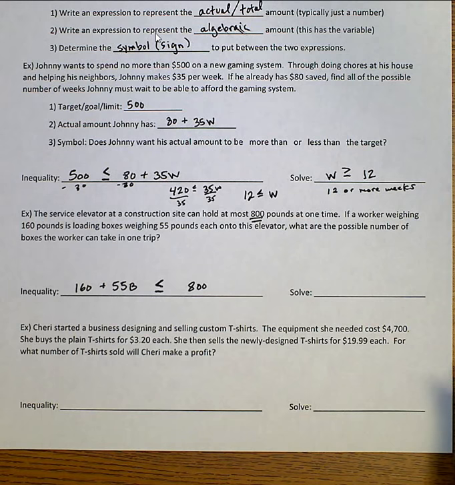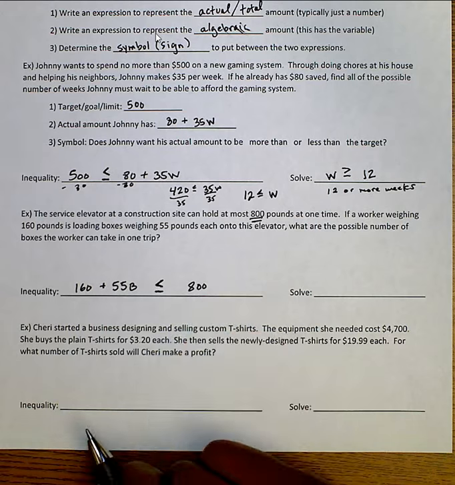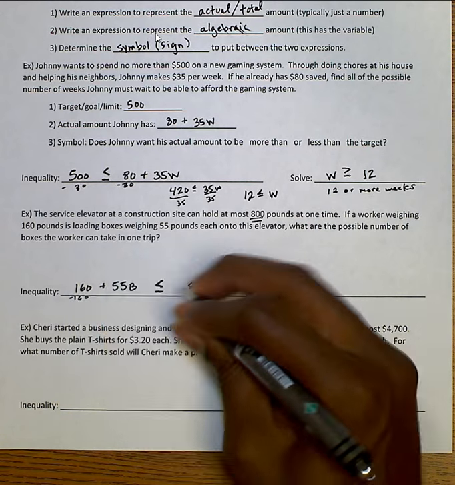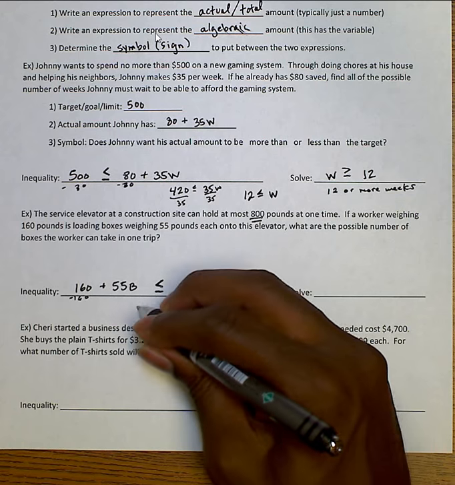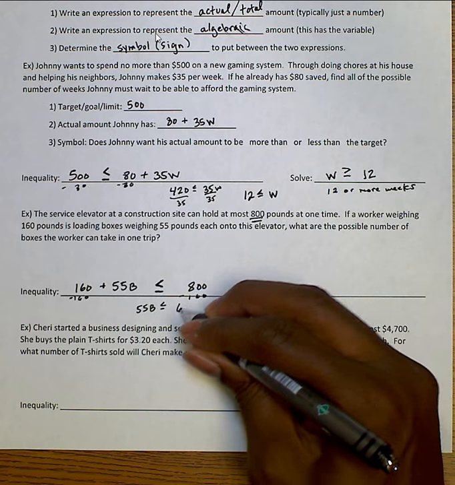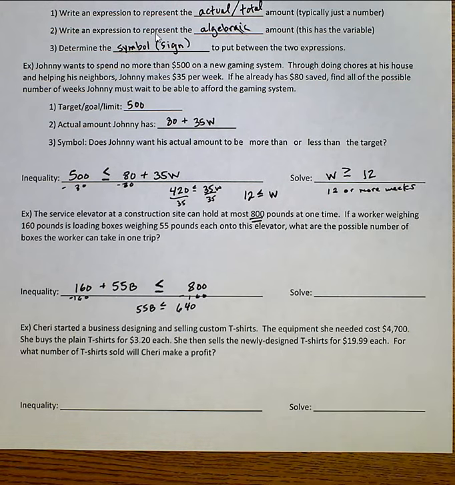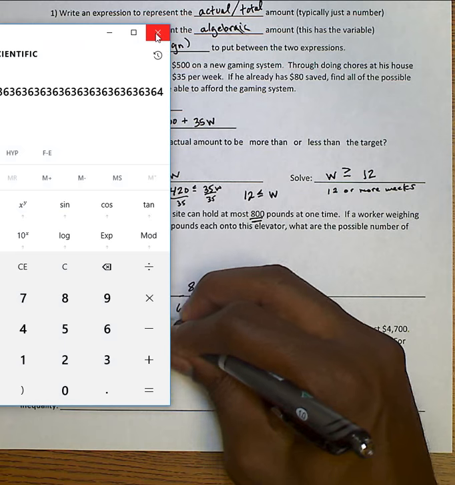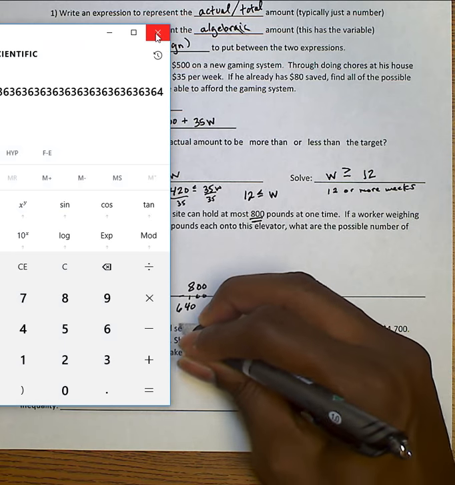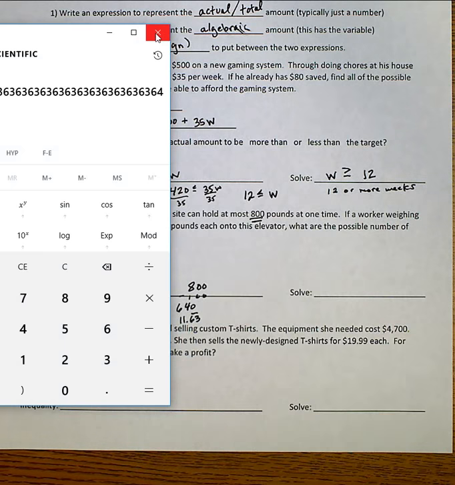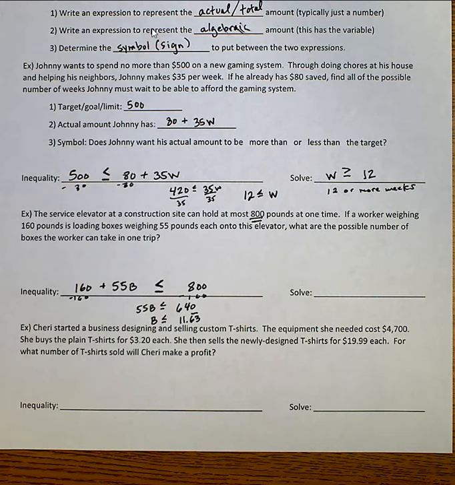Okay, all right, so now we have our problem set up. We can solve it. First step, subtract 160 from each side. You'll get 55b is less than or equal to 640. We'll take 640 divided by 55, and we get b is less than or equal to 11.63 repeating.